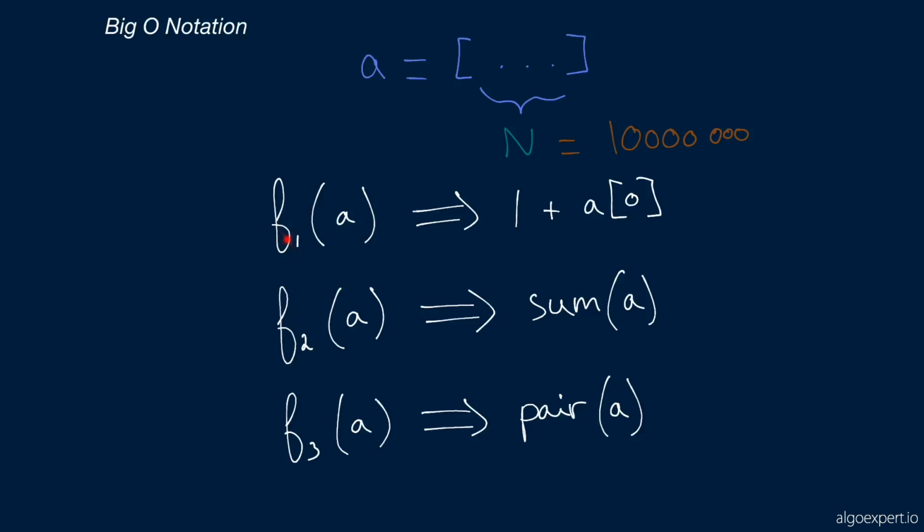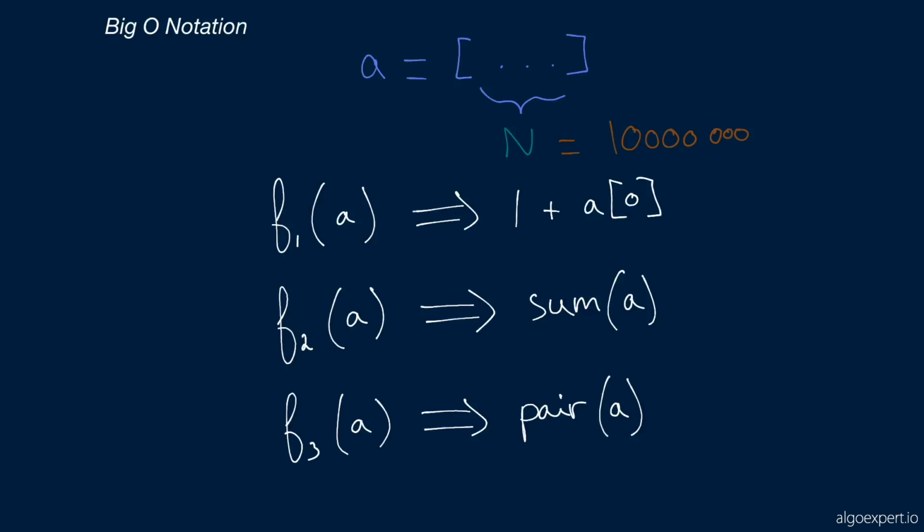We saw that for the first algorithm, the speed was not affected by the size of the input. As the size of the input increased, the speed of F1 wasn't affected. The speed of F2 was affected, not that much, but it was visibly affected, and the speed of F3 was completely affected. It was very visibly affected.